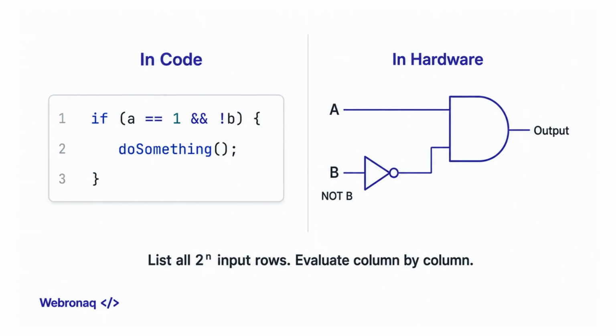This is not just theory. On the hardware side, logic gates in a chip implement these exact tables physically. On the software side, every if condition in your code is evaluating Boolean logic. The expression A = 1 logical AND not B in code maps directly to the A and not B table we just built. The one-line rule to remember is simple. List all input combinations, then evaluate one column at a time. That is truth tables, start to finish.